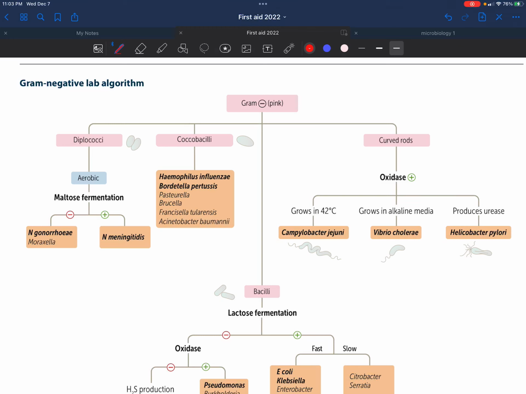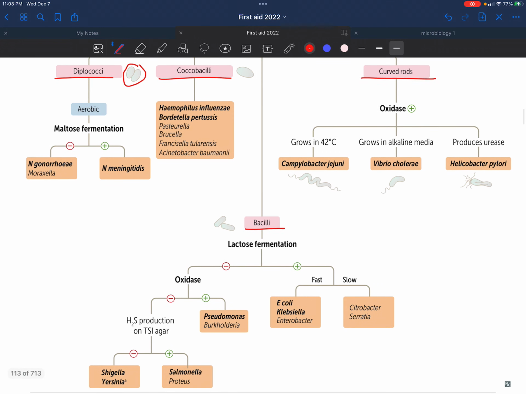So the gram-negative bacteria have this pink color under the microscopy. They could be divided into four types based on their shape. They could be diplococci, like this one in two pieces together, and then the coccobacilli, and there's the curved rods and bacilli, of course. So the diplococci, they're all aerobic, but based on their ability to ferment maltose, are classified into maltose fermenting, like Neisseria meningitidis, or unable to ferment maltose, that is Neisseria gonorrhoeae and Moraxella.